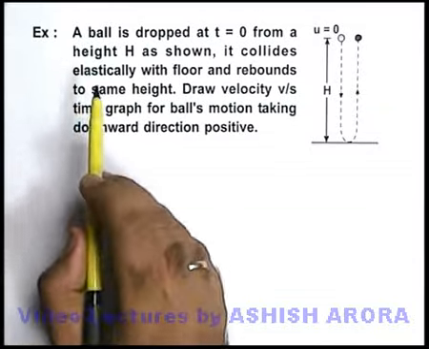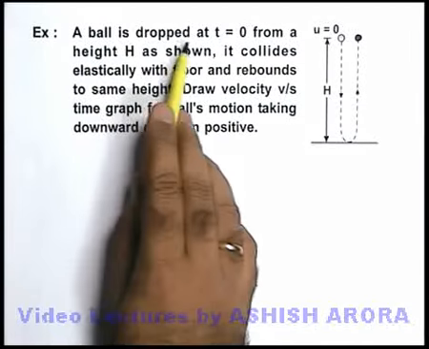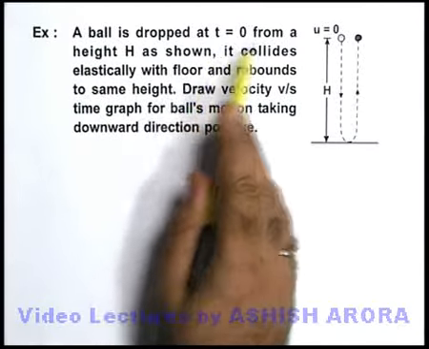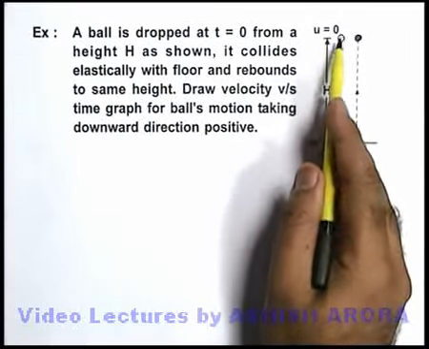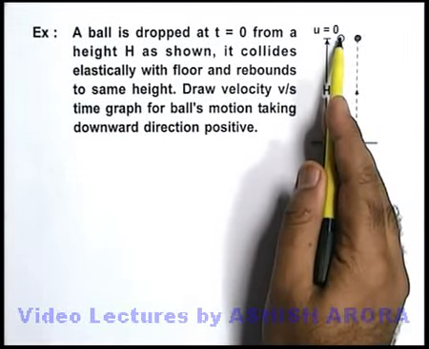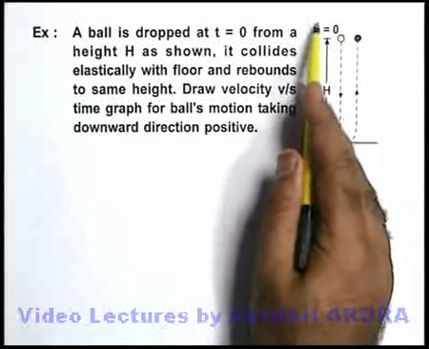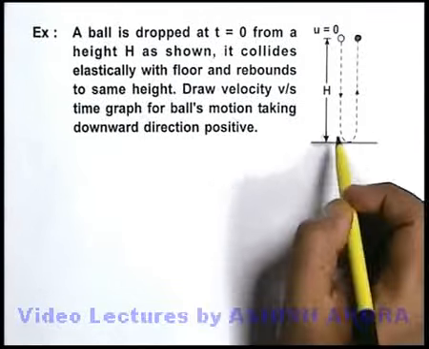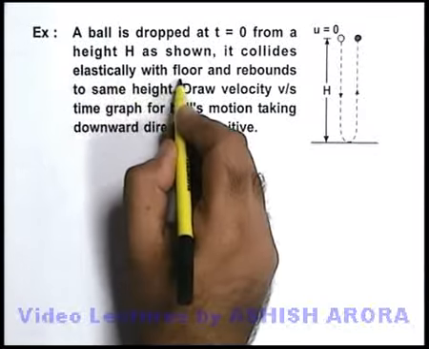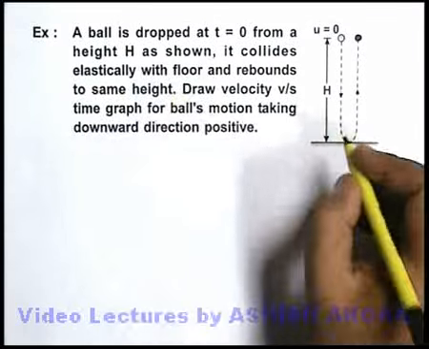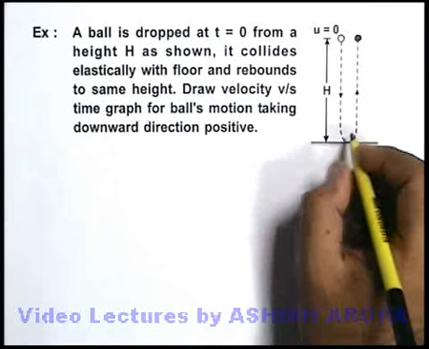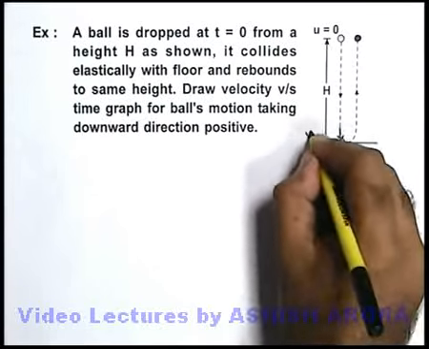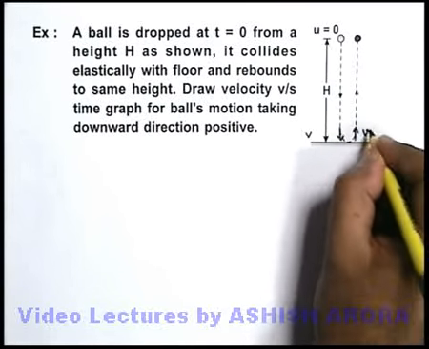In this example, it is said that a ball is dropped at t equal to 0 from a height h as shown. This ball is dropped at t equals 0. As it is dropped, we can take its initial velocity to be 0. It collides elastically with the floor. Elastic collision means the ball rebounds with the same speed. Say it strikes the floor with the speed v, then it rebounds with the same speed v.